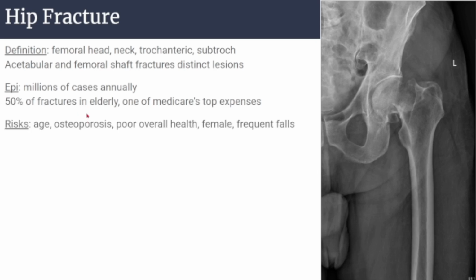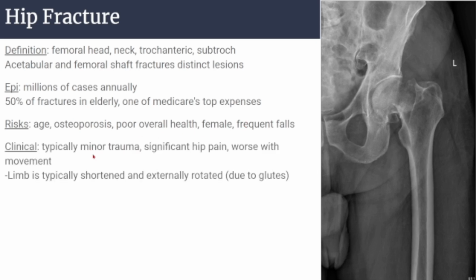Risk factors sort of correlate with age, osteoporosis, poor overall health, right? People who cannot stand up or sit down on their own, if you require a cane or a walker or a wheelchair, you are at much greater risk. Female, which goes back to osteoporosis, and then people who have frequent falls are obviously at increased risk.